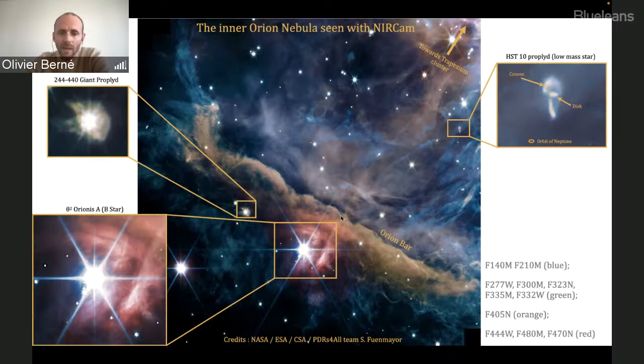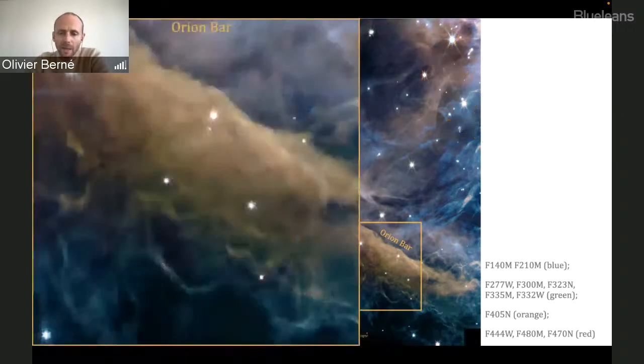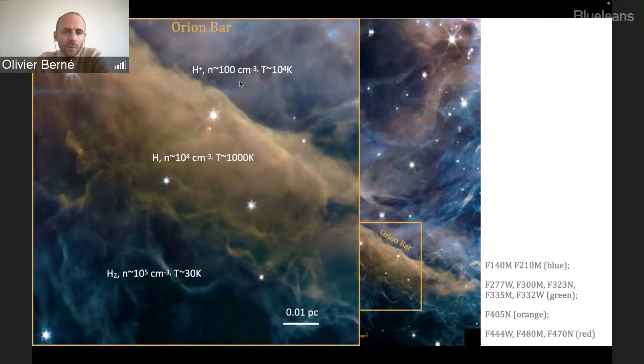This dark lane that you see here in the image is the Orion Bar, and we can zoom in into this bar. This is really the core of the photodissociation region. The gas basically goes from fully ionized gas at 10^4 K to fully molecular hydrogen gas at a temperature of about 30 K. And this happens over small scales of about 0.1 parsec.